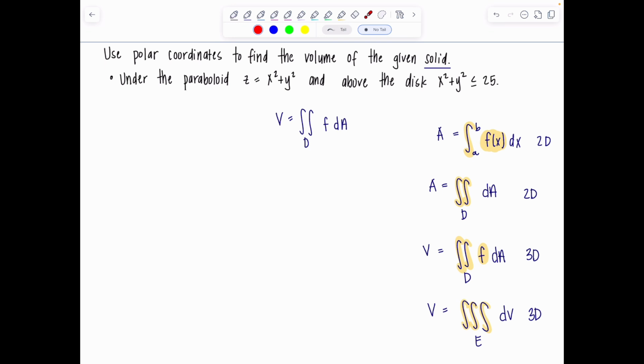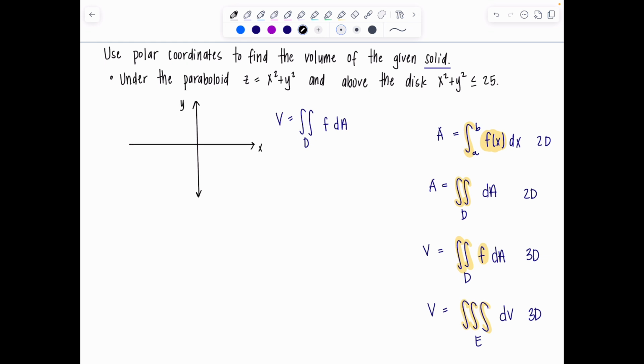Anyways, again, no one's telling us to graph, but we will. We want the volume under the paraboloid z equals x squared plus y squared, above this disk. Now I can see very clearly the paraboloid and the disk will intersect when z is 25. I don't even have to write that out, hopefully. Okay, let's first draw the base region, and then we will draw the three-dimensional region. Why not? We can handle it.